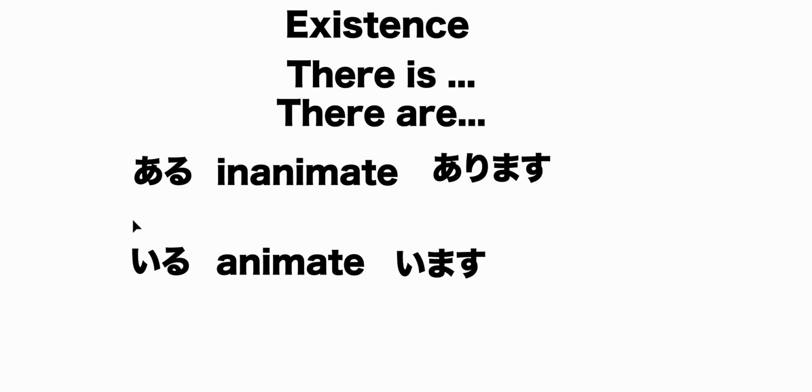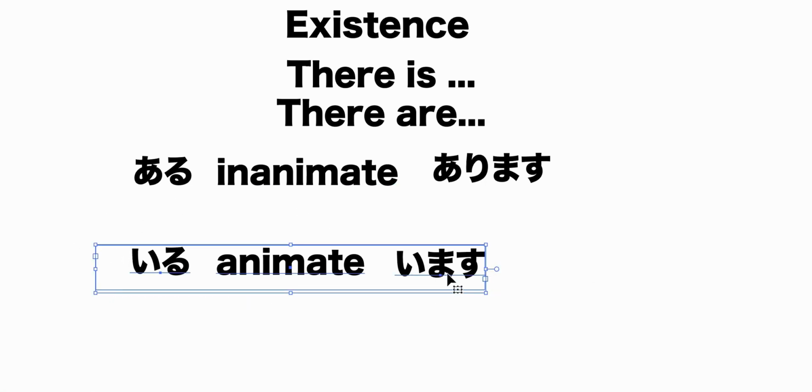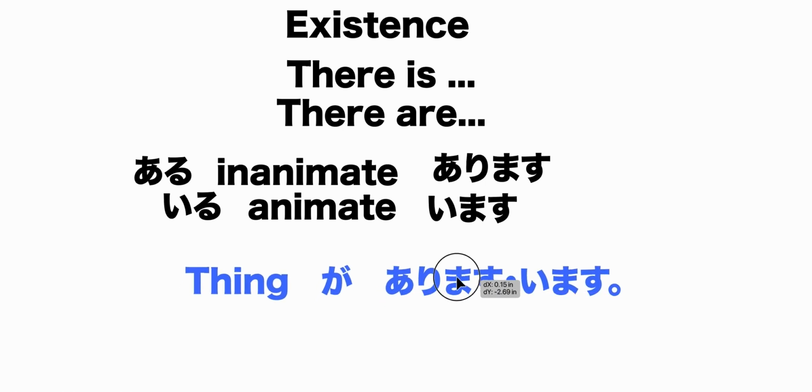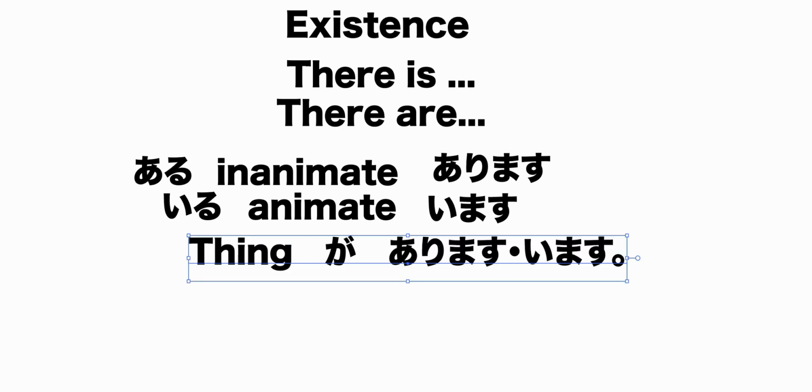So now the next question is, okay, that's great. We know what iru and aru are, but how do we use them in a sentence? We want to know what our pattern is, because again, language is patterns and words, right? So what's a pattern we can use to talk about something existing? And here we have it. Thing ga arimasu or thing ga imasu, depending upon what it is. By thing, I mean a noun, so it could be a person or a dog or a book or whatever it is you're talking about, ga arimasu and ga imasu.